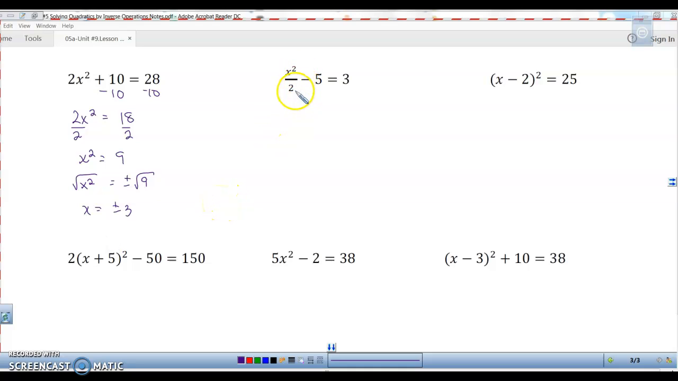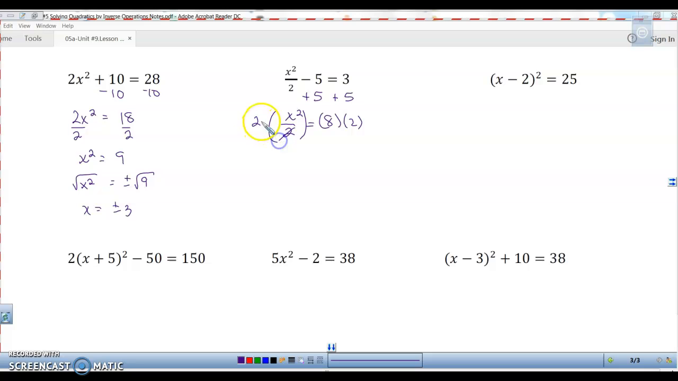Okay. x squared over 2 minus 5 equals 3. Same thing, we want to get the x squared by itself. So we want to move the 5 first, so we're going to add 5. x squared over 2 is equal to 8. And then since this is divided by 2, we want to multiply both sides by 2.